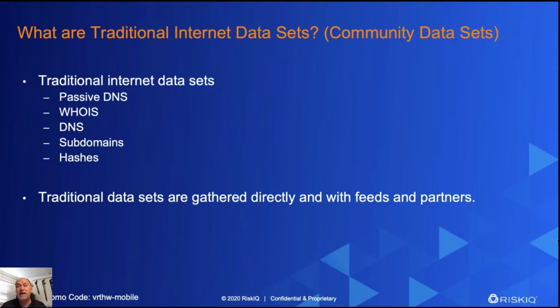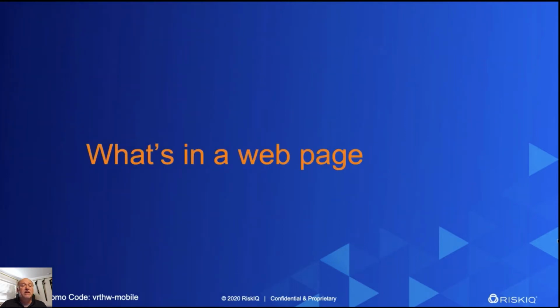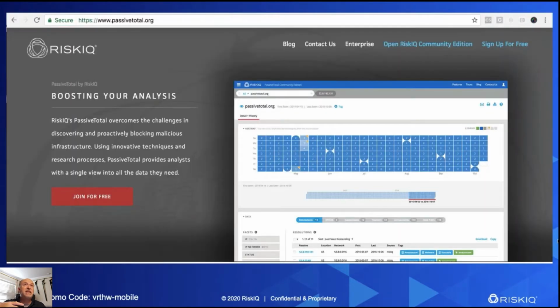And then all the subdomains and the hashes. The hashes we're looking at, VirusTotal, we're looking at Emerging Threats, other types of things. So the other piece to look at is what's in a web page. And because we know what's in the web page and the pieces that we can grab out of it, we're able to create some new data sets to link data together that you might have not seen before. So if we looked at PassiveTotal, so this is an old version of our website, but I'm going to walk through what type of stuff we see.